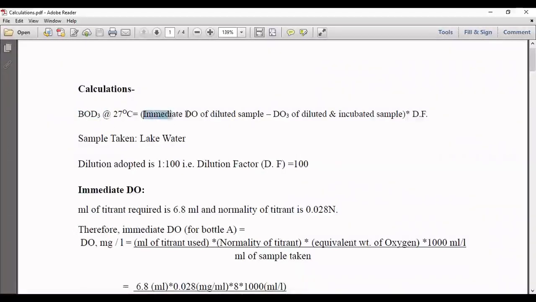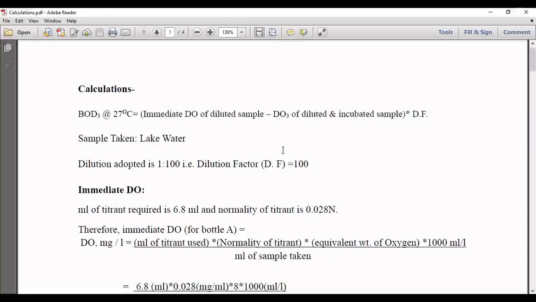So it is the immediate DO that we have found out. The immediate DO will be required, and here DO3 or DO5 of this sample will be required. And so this particular bracket is nothing but the DO depletion, right? So immediate DO will be on the higher side, and the DO of the incubated sample, that is the final DO, will be on the lower side. So this is nothing but a positive DO depletion value that we will be getting, into the dilution factor.